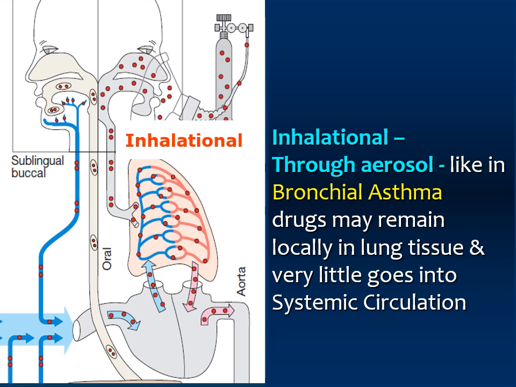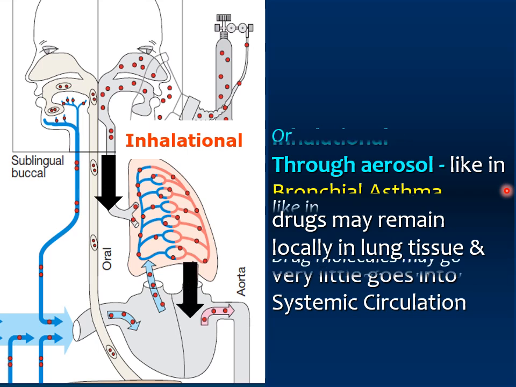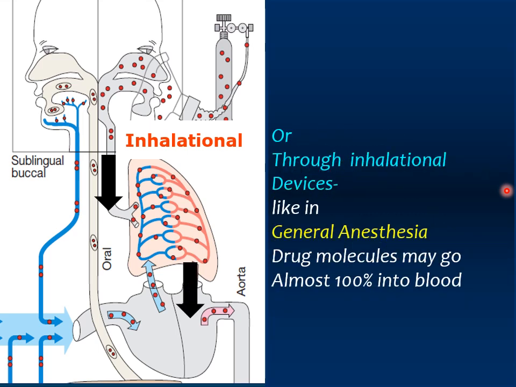Inhalation also, through aerosol, like in bronchial asthma we have seen. If we want the drug to remain in the lungs, it will act locally. So very little will go to the systemic circulation because very little will be absorbed, like in bronchial asthma. But there are some conditions in which we want the drug to go to the site. For example, general anesthesia. Here we want the drug to be 100% absorbed and, through the systemic circulation, reach the brain, and the patient should become unconscious due to general anesthesia.